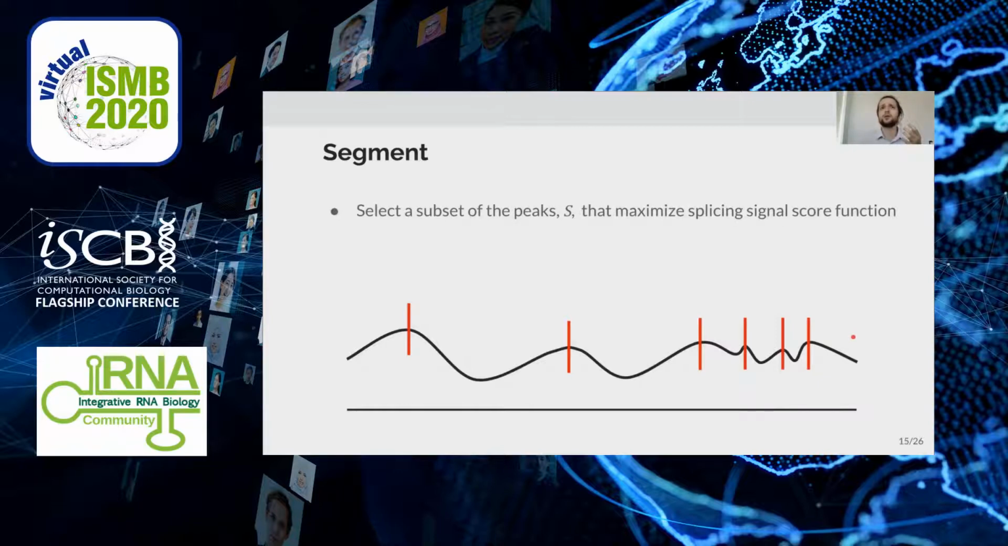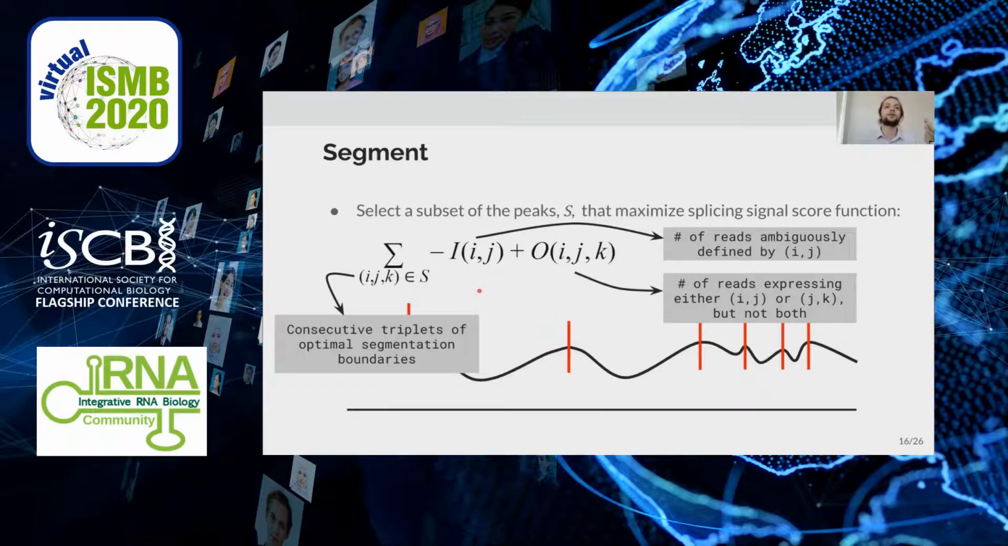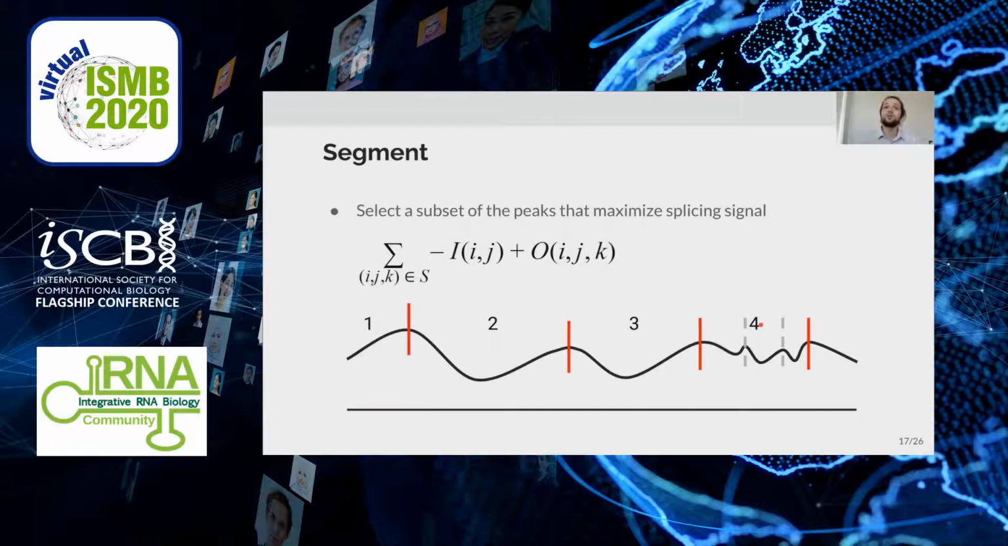The way that we do this is that we select a subset of these peaks, call it S, that maximizes a splicing signal score function, which is this score function over here. In short, what this does is that it takes each couple of segments, and it tries to minimize the number of reads that are ambiguous or cannot be represented well for a given segment. So you want to minimize that number, and you want to maximize the number of reads that support the boundary between two consecutive segments. We're able to identify the set S that optimizes this function using a dynamic programming formulation.